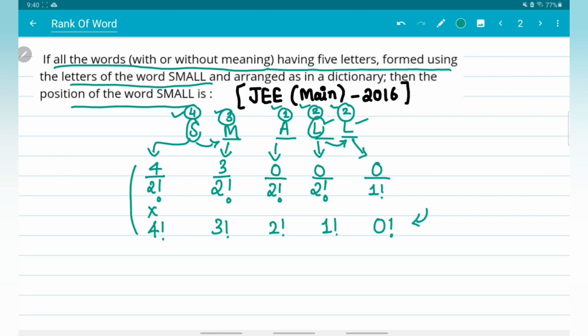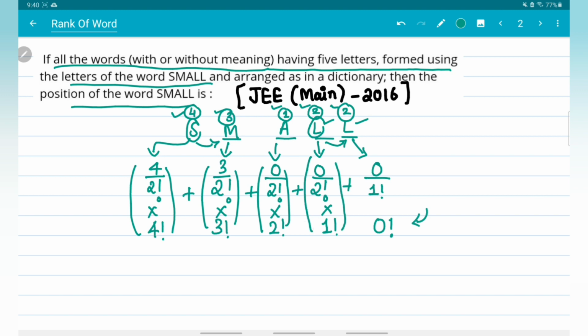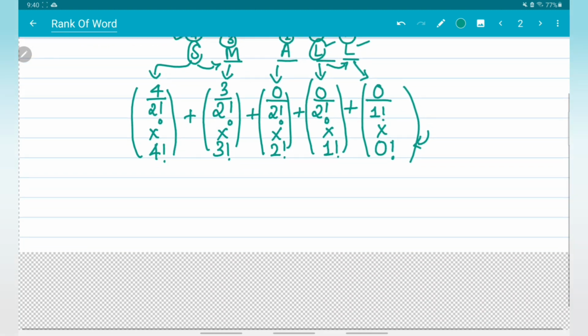Now what you're going to do is multiply this 4 factorial and 4 by 2 factorial, then add with the next one. Now here you're going to multiply 3 factorial with 3 by 2 factorial, and add them. Again you're going to multiply these two and add them. Like that you're going to multiply 1 factorial with 0 divided by 2 factorial and then add them with the side ones. Again multiply these two and add them. Now I'll show you how it's done.